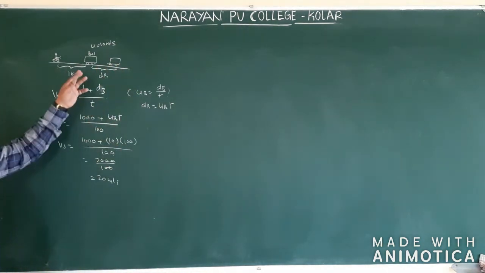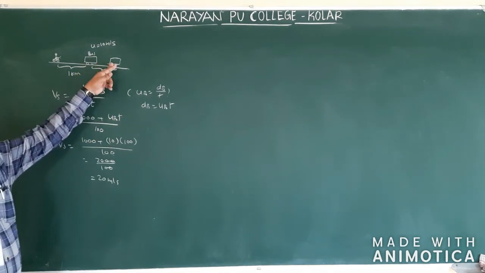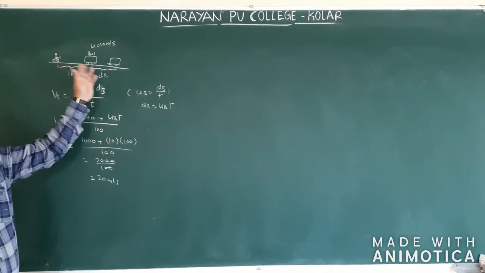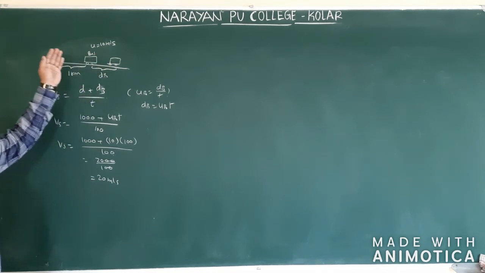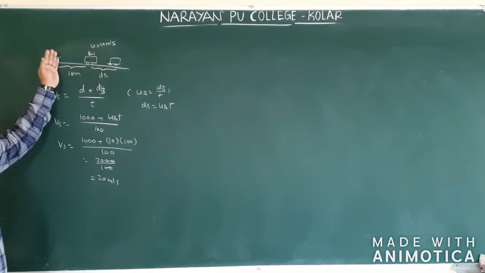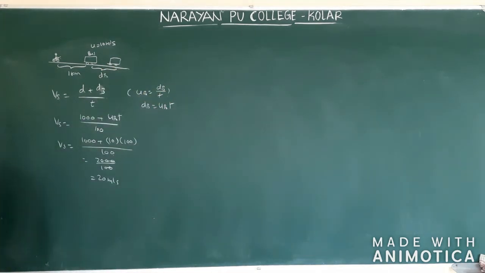Did you understand? First we are finding how much distance the bus is going to cover within this 100 seconds, because the bus is not at rest. The bus is also moving. Whenever we started, the bus will be at some place. So he has to cover this 1 kilometer and the distance covered by the bus. Okay, so that is the answer, 20 meter per second. Next question, question number 12.